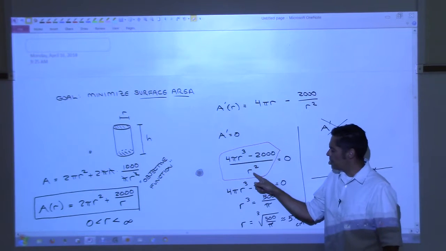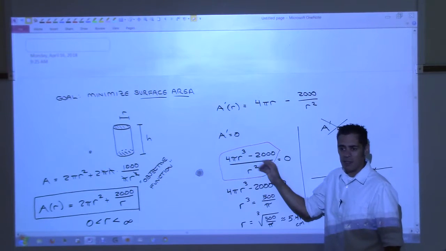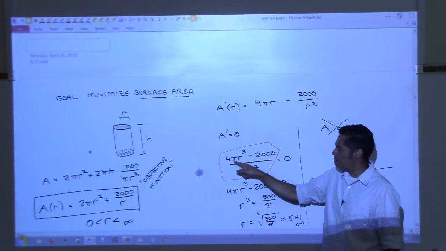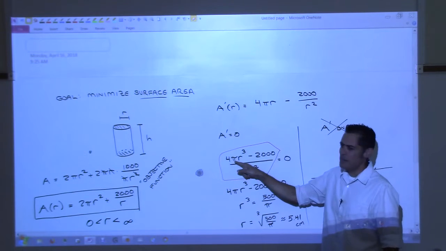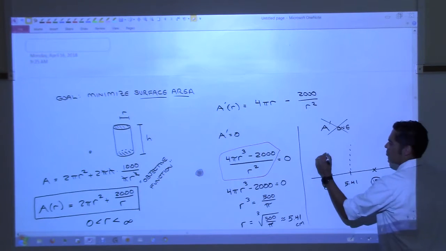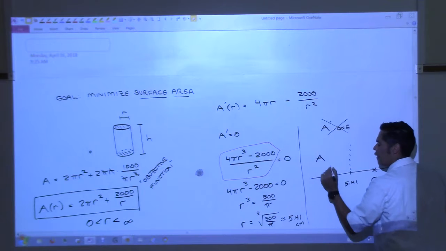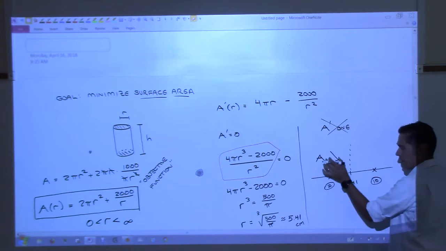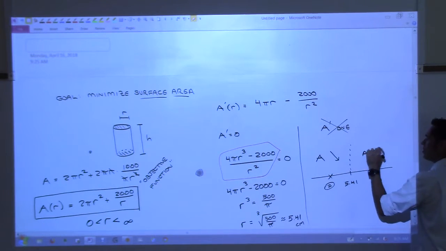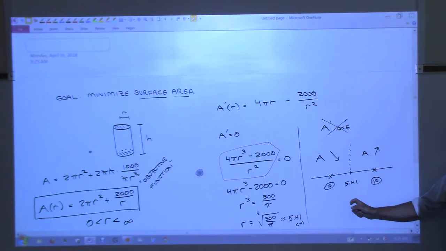The reason I like it here is because the bottom's always positive, so I don't really care about that. So if I plug in 2 here, I get 8. And 8 times 4 is like 30 something, and then times pi is like not even 100, right? And then you take away 2,000, so it's negative. So that means our function is going down here. The area function is decreasing over here, right? And then if I plug in 10 cubed times 4 pi, we're going to get a huge number. It's going to be positive, so the area function is going up here. So I have now shown that this is where we have a minimum, right?